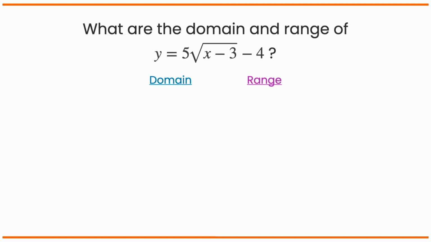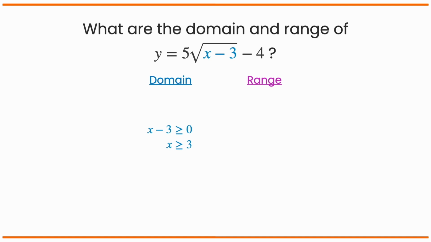Let's look at another function. This time we have a square root function. y equals 5 times the square root of x minus 3, minus 4. When working with square roots, we know that whatever is underneath the radical must be greater than or equal to 0. This will help us find what x values we are and aren't allowed to plug into our function. The radicand of this function is x minus 3, so we know that x minus 3 must be greater than or equal to 0. To isolate x, we should add 3 to both sides.